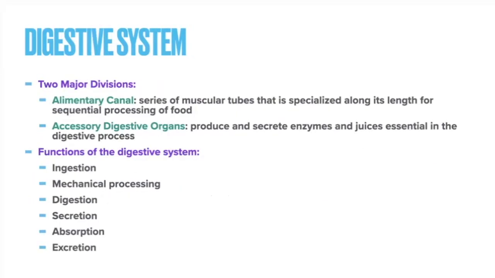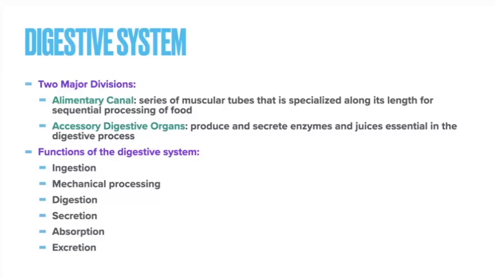Our digestive system. We have two major divisions: our alimentary canal and our accessory digestive organs. Our digestive system has these key functions: ingestion. Materials enter the digestive tract through the mouth. Mechanical processing. Materials are crushed and broken by chewing into smaller fragments, making them more easily able to move through the digestive tract, when our molars and teeth tear up and mash food.